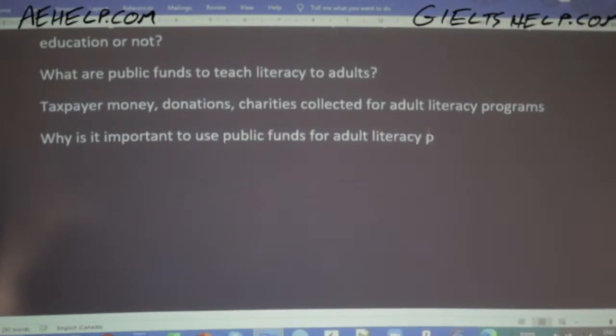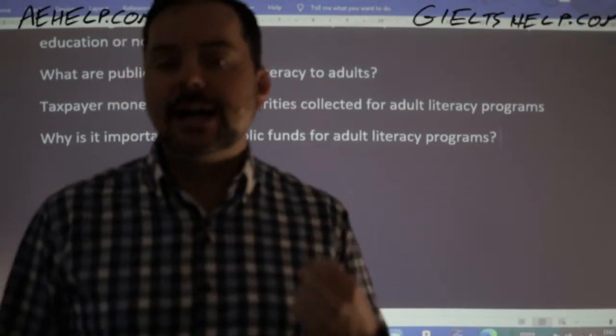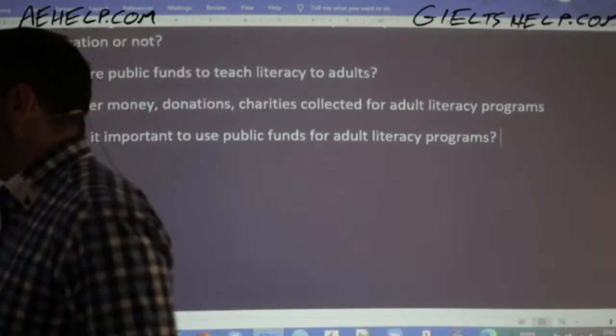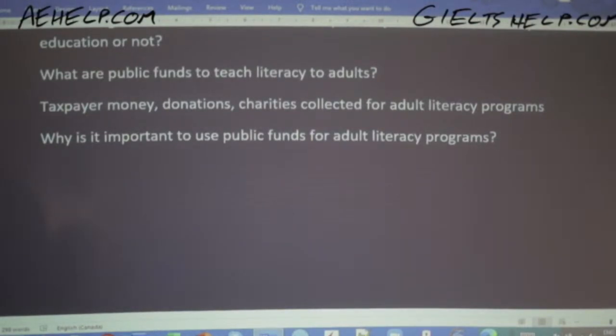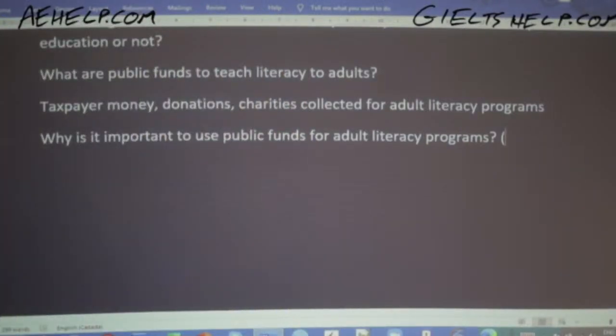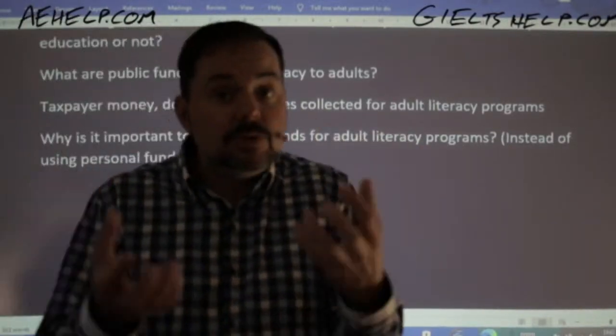Okay. And here, I'll show you a little trick so that you can have better ideas, okay? The quality of your ideas will have a huge impact on your band score from 6 to 9, okay? Keep that in mind. So it will have a huge impact. So why is it important to use public funds for adult literacy programs? The opposite question, if you can kind of think of the opposite question, that can sometimes help you come up with some really good ideas. Like instead of using personal funds, right? Okay, so why would it be important to use public funds for adult literacy programs instead of using personal funds?